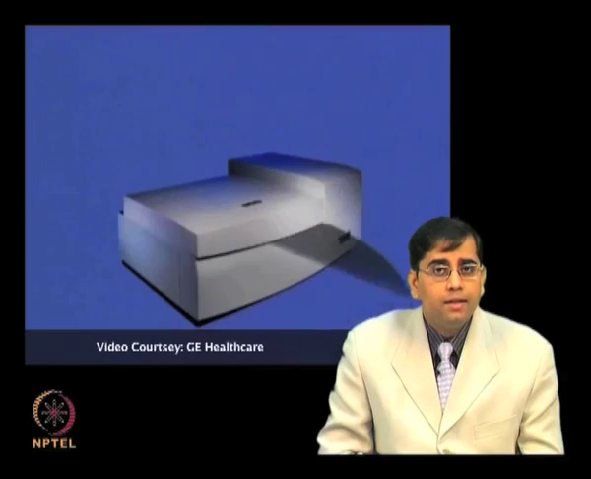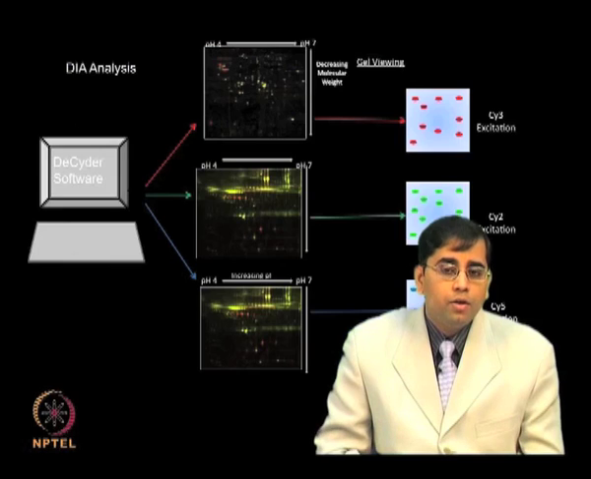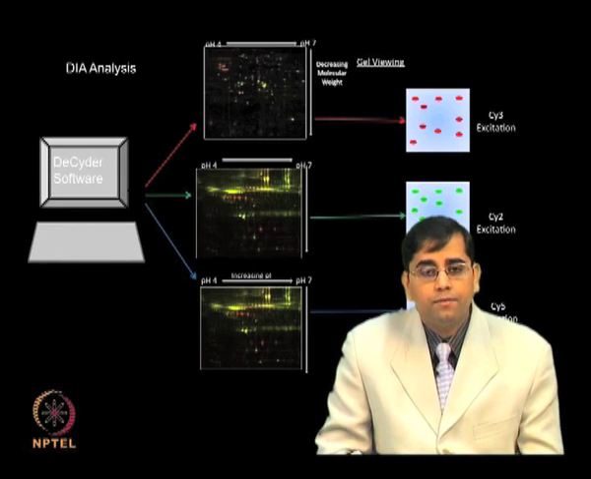In DIGE, proteins extracted from different types of cells or tissue samples are labeled with different fluorescent reagents such as Cy2, Cy3 and Cy5, mixed and then separated by two-dimensional electrophoresis on a single gel. The proteins are detected separately using the excitation wavelength specific to the different fluorescent reagents Cy2, Cy3 and Cy5.